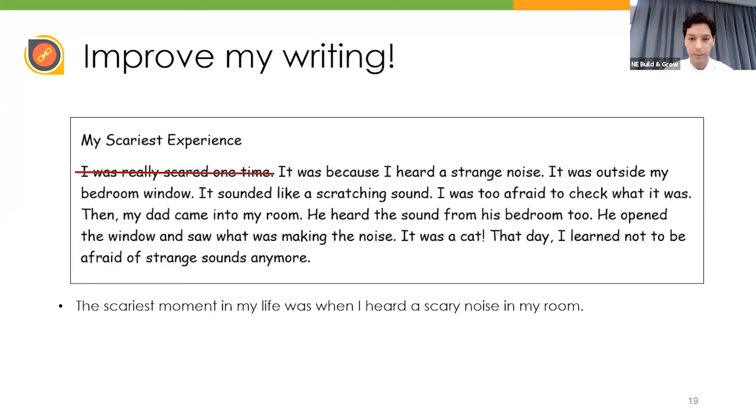Okay, now let's move on. This sentence, "it was because I heard a strange noise," right? So how can we fix that? Okay, we need to first of all talk about when this happened, and then we can elaborate, right? So from the beginning, the scariest moment in my life was when I heard a scary noise in my room. It happened 5 years ago when I was 6. Okay, so this is going back to the model. We're following the model. The model is good and this is bad.